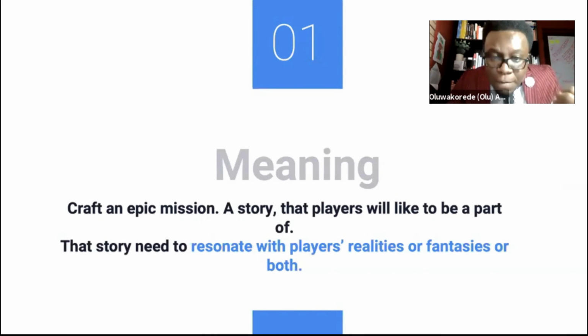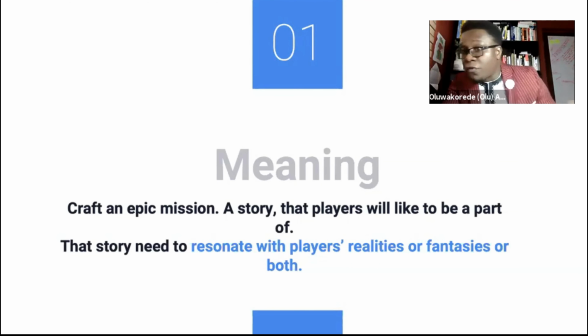What's meaning? Meaning is something that your player can identify with. So it's important that in designing a gamified experience, the meaning component must have a semblance of an epic mission, a story that players would like to be a part of, and that story needs to resonate with the players' realities or fantasies or both. Again, that goes back to the relatedness component of self-determination theory.